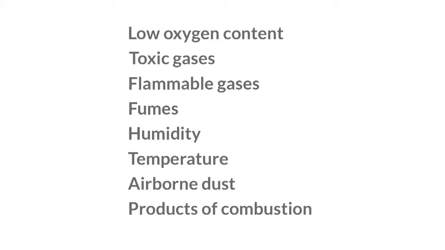The hazards which are controlled by proper ventilation in underground mines include low oxygen content, toxic gases, flammable gases, fumes, humidity, temperature, airborne dust, and the products of combustion. We are going to look at some of these hazards in detail. A mine ventilation system must provide air in sufficient quantity and flow to all places where people travel and work in safe oxygen concentrations between 19.5% and 23.5% by volume.